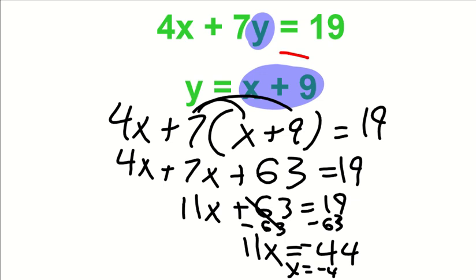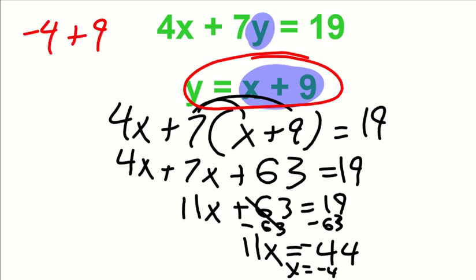For the y value, we want to use that equation. So -4 in for x plus 9. Signs are different. We subtract, use the sign of the bigger number. That's a +5. Any questions on that?